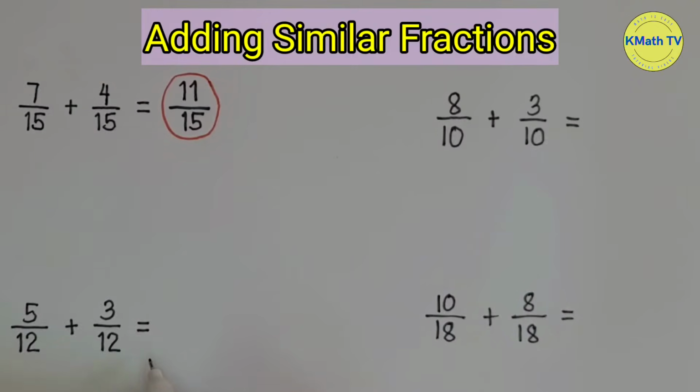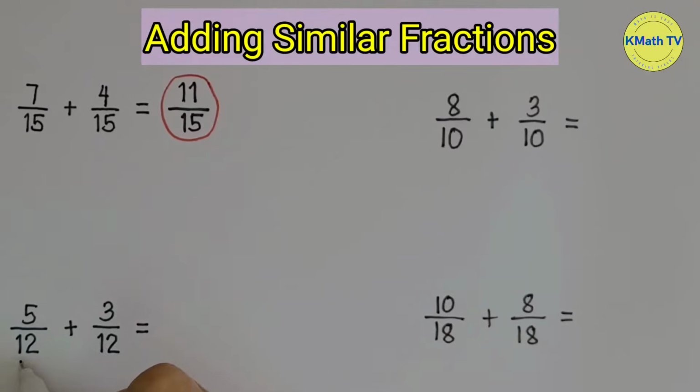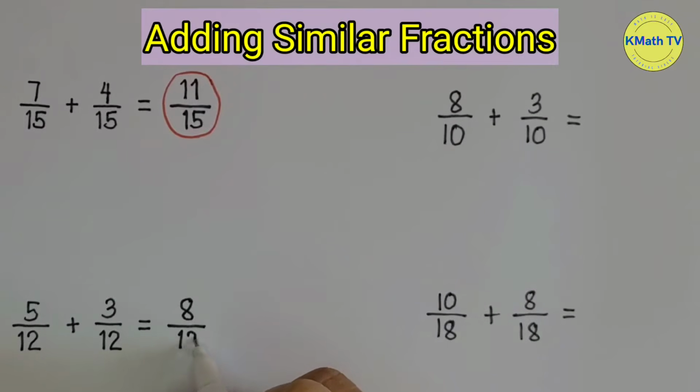Next example, let's add 5/12 plus 3/12. The denominators are the same, so we can add them immediately. Add the numerators. 5 plus 3 equals 8. And copy the common denominator, 12. The answer is 8/12. The numerator 8 and the denominator 12 are both even numbers.